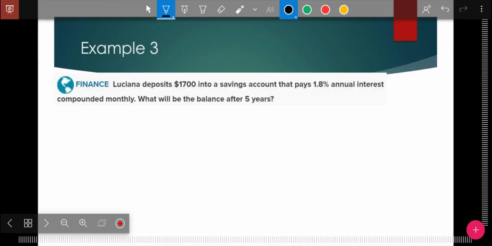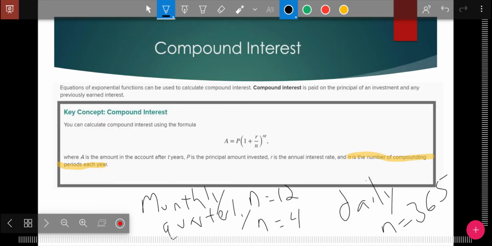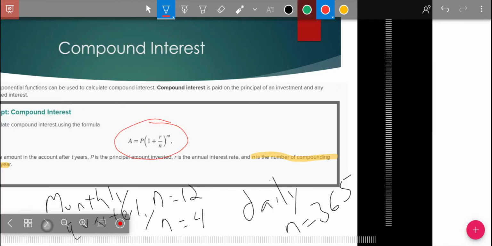Let's look at an example of this. We need to use, again, this key formula here. I'm going to use that formula. So I have to know A, well, A is what I'm trying to find. So I have to know P, the principal, that's the initial amount. R is just the interest rate. Remember, it's the percent as a decimal. And we just talked about T, the number of years.